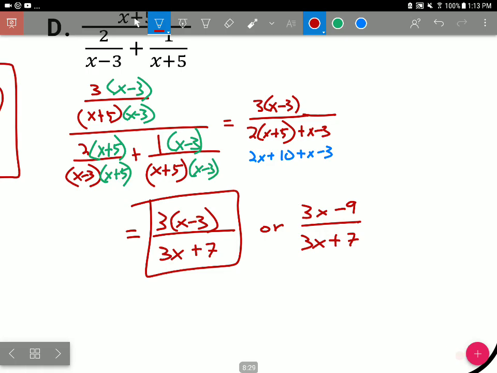Cool. Any questions about this? Again, you could take either the left one or the right one, because they're the same. There's nothing to cancel out.